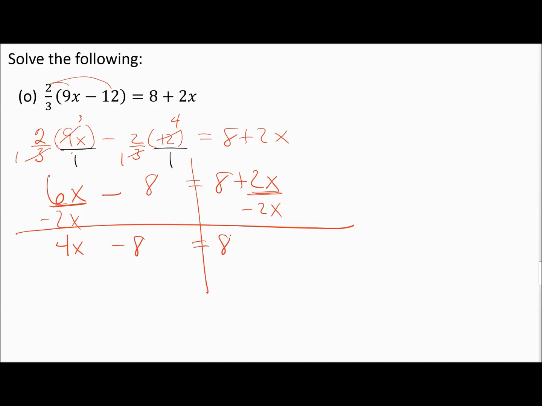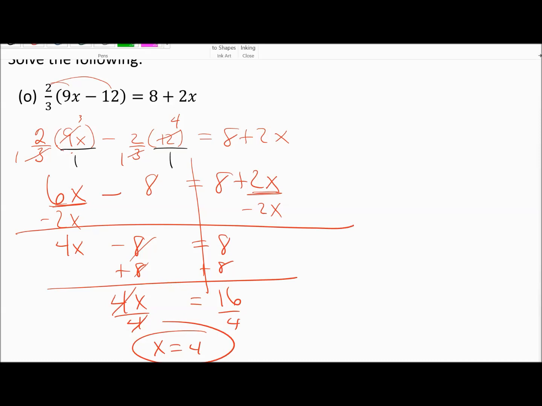So now I have a two-step problem. So I'm ready to add 8 to both sides to get this x by itself. That gives me 4x is equal to 16. And the last step is divide by the coefficient of x, which is 4, so x is 4.